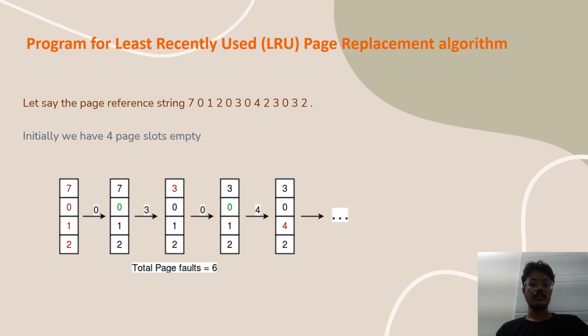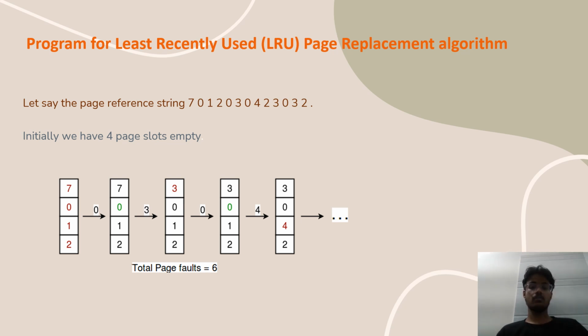Then again you look at the question. 7 0 1 2 are already filled. What is the next item? The next one is 0. 0 is already there in our column. Then go to the next, 3. 3 is not there, so we have to replace. The name itself says least recently used. Which is the least recently used in this column? That is 7. For that reason 7 is replaced by 3. Then 0 1 2 are written as it is.